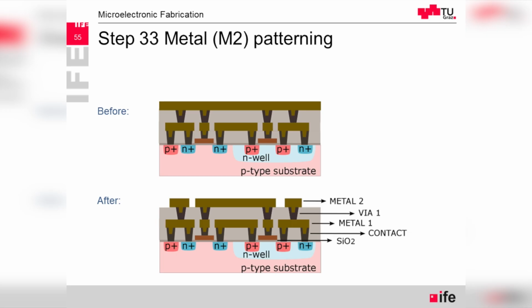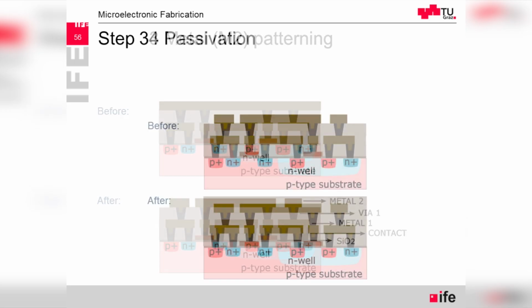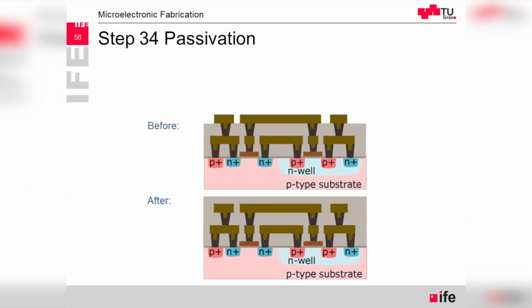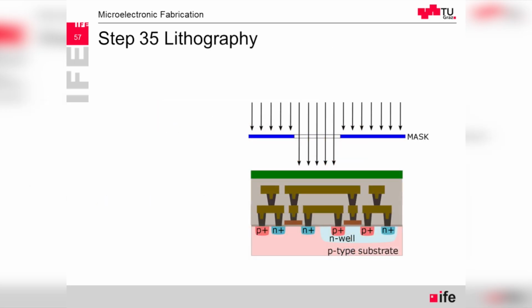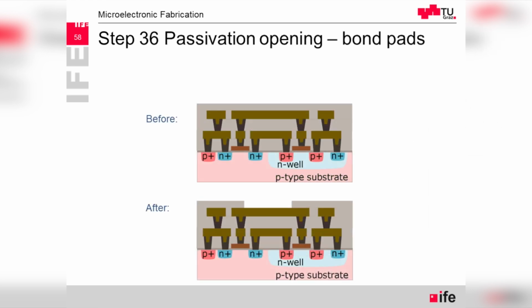Very often there will be an additional layer of metal also added, so that it will be extra thick metal. So after the passivation, we have the final opening, and this opening is where we want to bond. In this case, that would be the input to our inverter.